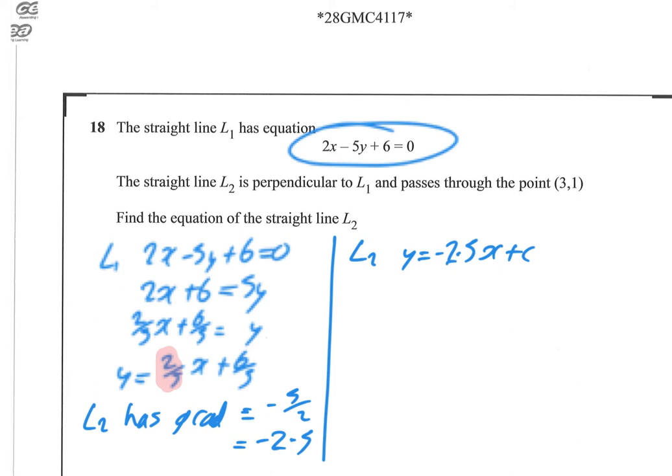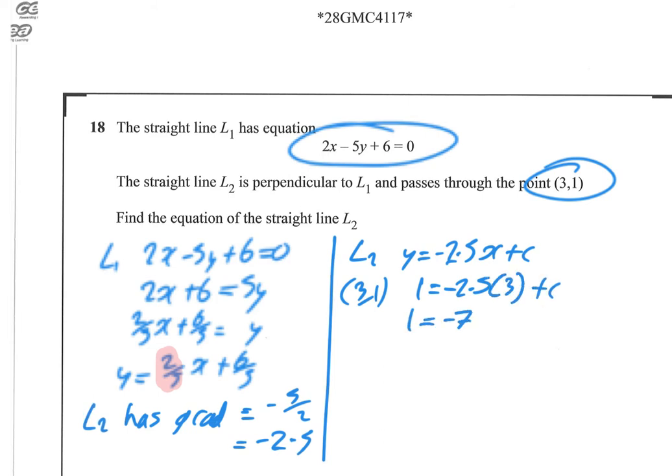So to find the c, all you're going to do is sub in this point. So sub in 3, 1. So when x is equal to 3, your y is equal to 1. So instead of writing y, you write 1. Instead of writing x, you write 3. So that means 1 is equal to minus 7.5 plus c. That means 1 plus 7.5 is equal to c. So 8.5 is equal to c. And your answer, your L2 is y equals minus 2.5x plus 8.5.